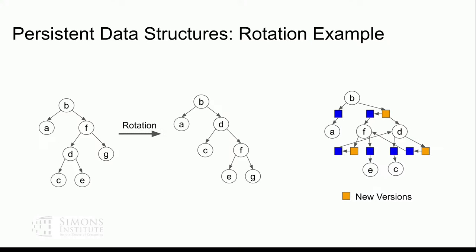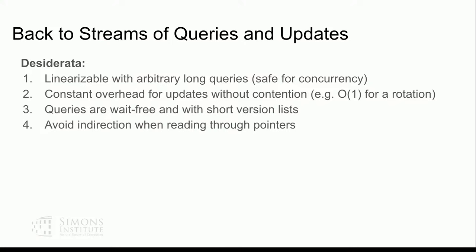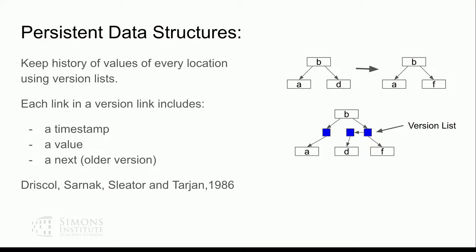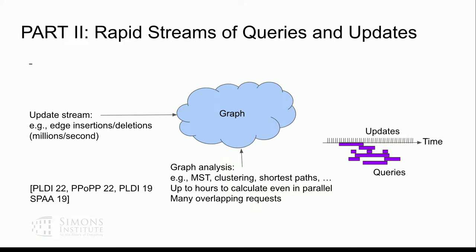Let's get back to streams, queries, and updates. So our goal here is to linearize the sequence. Linearize is a technical term in the concurrency community, which basically means it has to look like it happened in a sequential order. In the particular sequential order, everyone is going to appear to have all the queries and updates happen in the order they happen. And all the queries are going to linearize at their start.